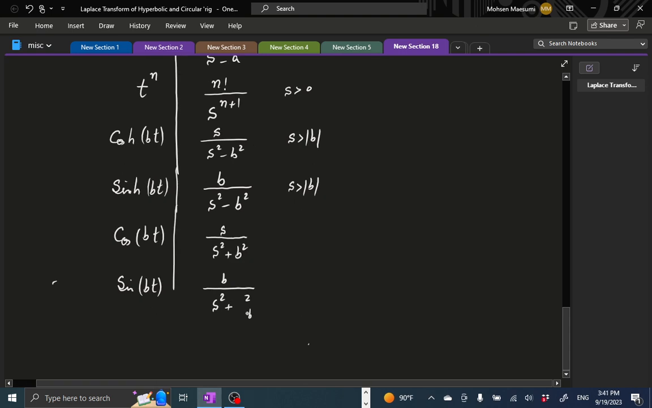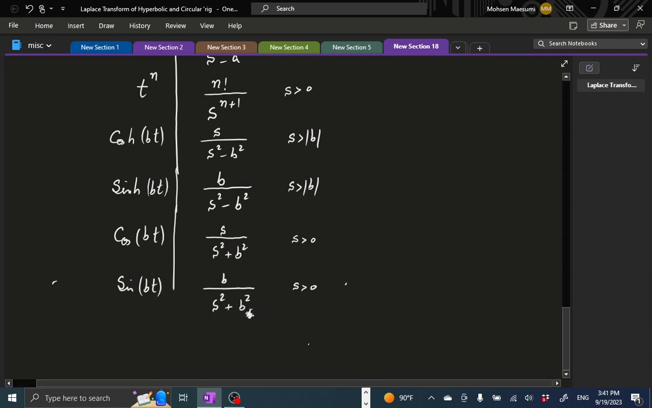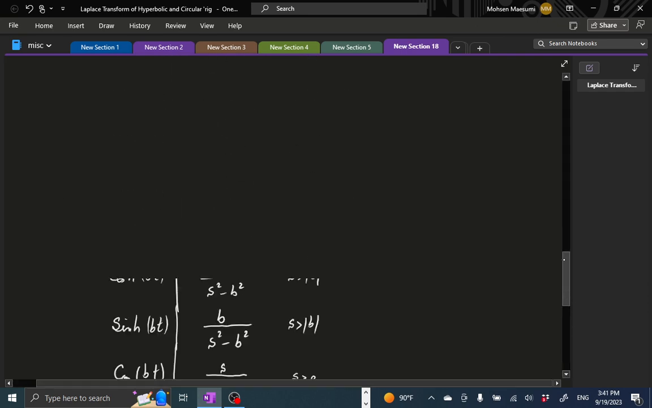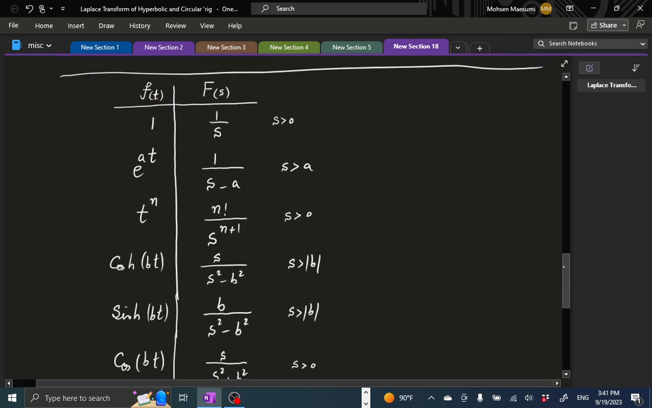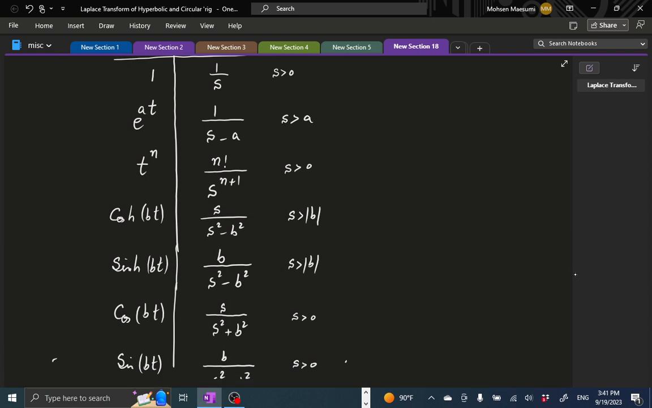Let me correct this. This is b squared. For these two, for sine and cosine, it turns out all we need is for s to be positive. B doesn't play any role in our discussion. Okay, so this is our temporary table. It has 1, 2, 3, 4, 5, 6, 7 formulas. Of general formulas, we have a set of general formulas here.